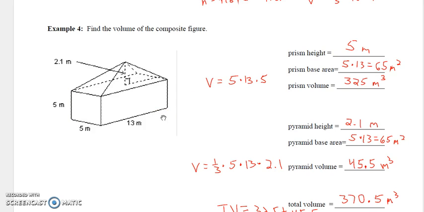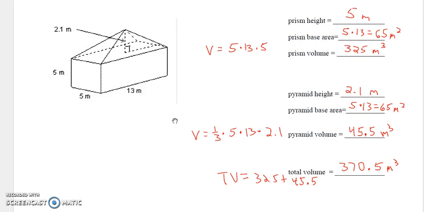The area of the base, well, the base is just a rectangle. So the area of a rectangle is base times height. That's 5 times 13, that's 65 meters squared. And then what's the volume of the prism? Well, it's just the area of the base times the height. So it's 65 times 5, it's 325 meters cubed because it's volume.